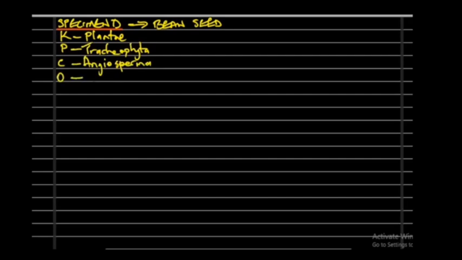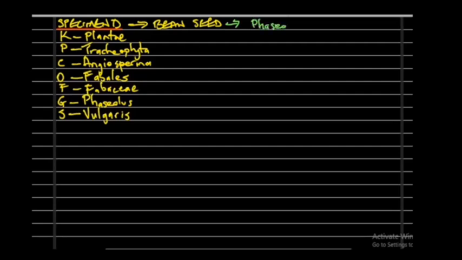The order is Fabales. We have the family to be Fabaceae. The genus, we have it to be Phaseolus, and the species is vulgaris. So scientifically, the name of this crop will be written as Phaseolus vulgaris.